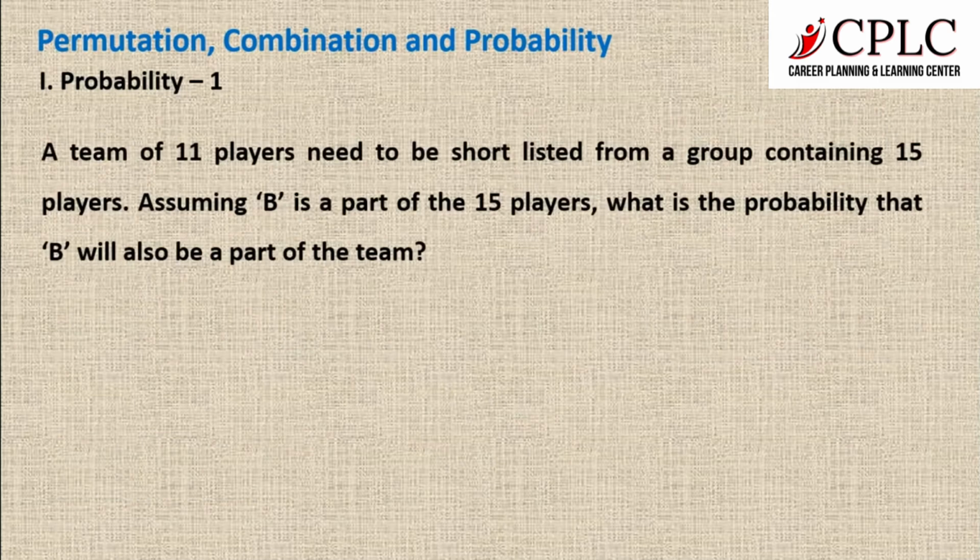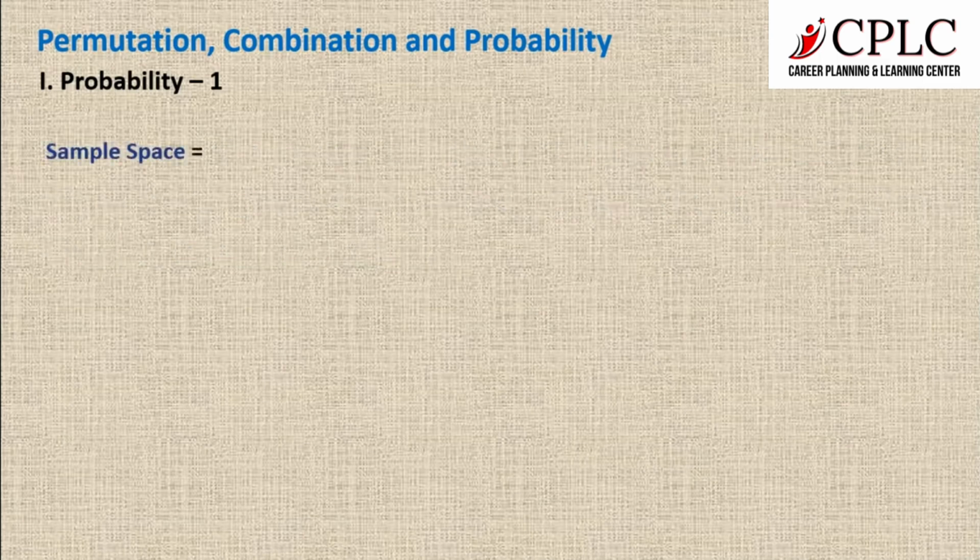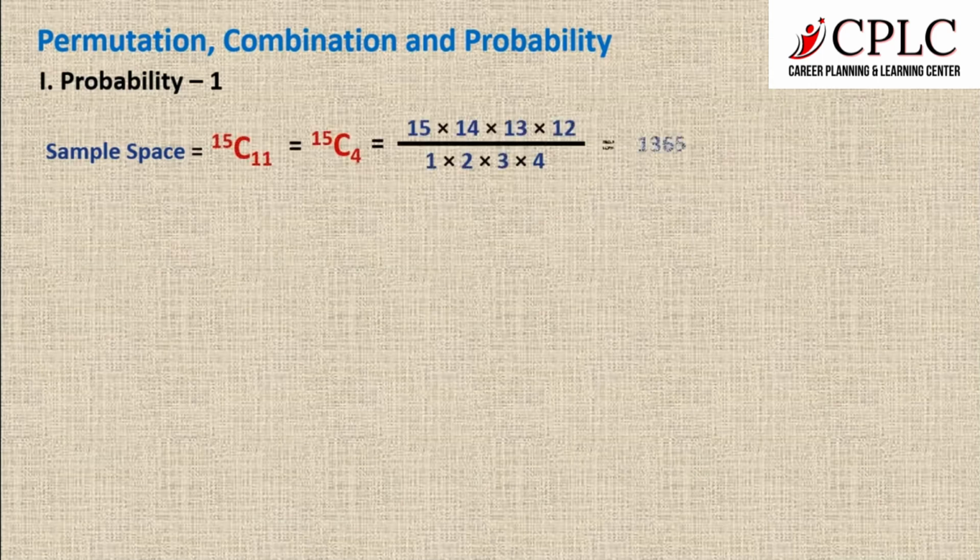The next one, a team of 11 players needs to be shortlisted from a group of 15 players. Assuming B is part of the 15 players, what is the probability that B is also part of the team? So 11 players have to be selected out of 15. So 15C11 becomes your sample space, but you are not going to do that, you know already. You are going to use 15C4 for the mathematical ease of calculation. And the favorable outcome is B is also part of the group. So B is selected.